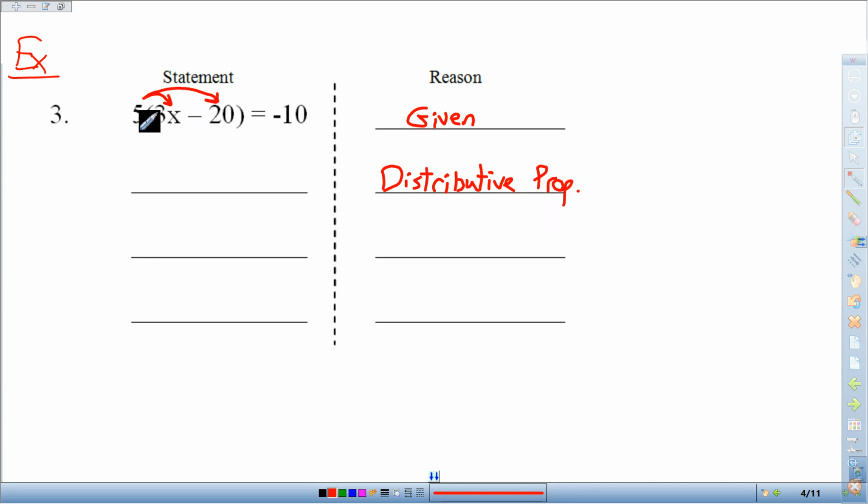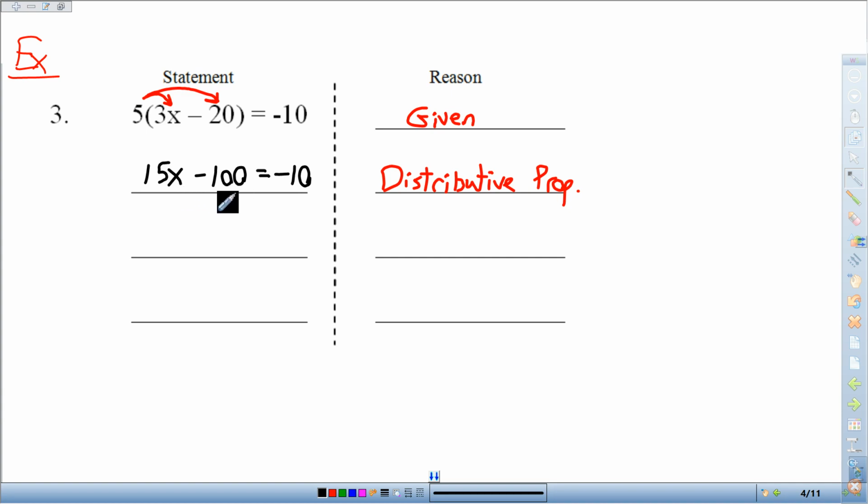All right, and now let's do that distribution. So 5 times 3x gives me a 15x. Okay, 5 times negative 20 gives me a negative 100. And I have a negative 10 on the right. All right, and okay, so now I can start solving for x.